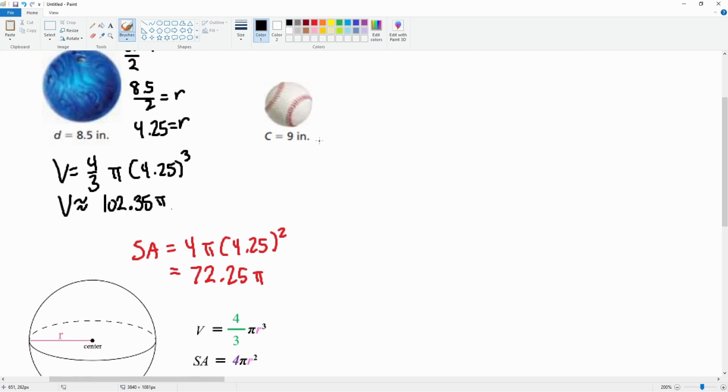See, here we're given the circumference. So we know the circumference is 2 pi r, and the circumference here is 9. So that's 9 equals 2 pi r. We have to divide by 2 pi on both sides, so we get the value of r. 9 divided by 2 pi. I'm going to approximate this to the value of 1.43.